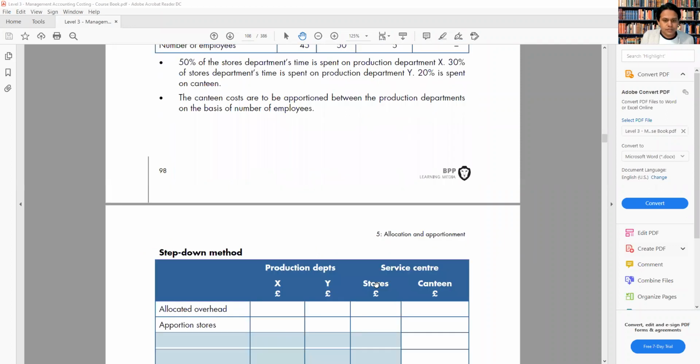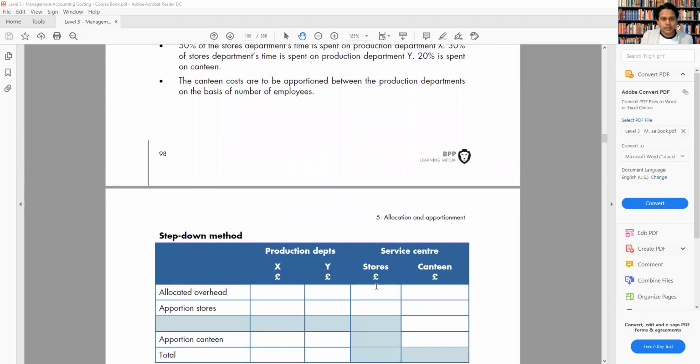So we move to the question and let's see, you can see it hopefully. Yeah, we can see it.